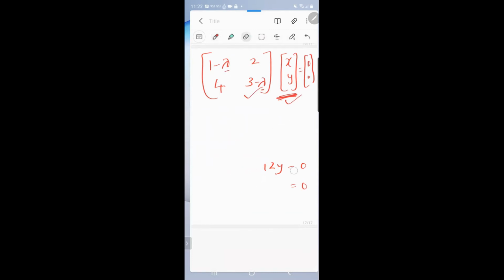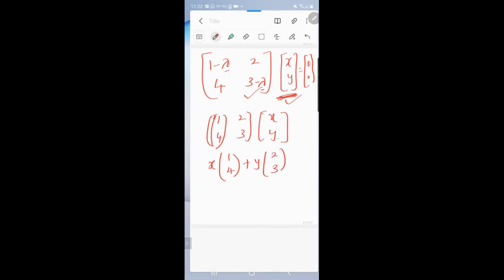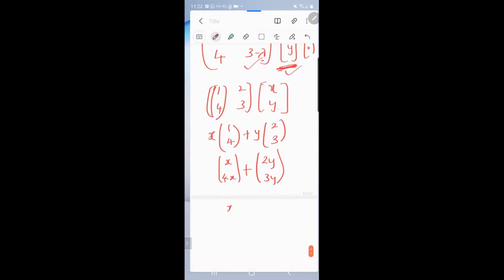Maybe 4 weeks was too much of a break, but let's try. So 1, 2, 3, 4 times x, y. This is the final destination for the x coordinate, so I have to multiply x with 1 and 4. And this is the final position for the y coordinate, so I get y times 2, 3. So this is 4x, 2y, 3y. So I get x plus 2y, 4x plus 3y. This is matrix vector multiplication. Oh, I understand that.